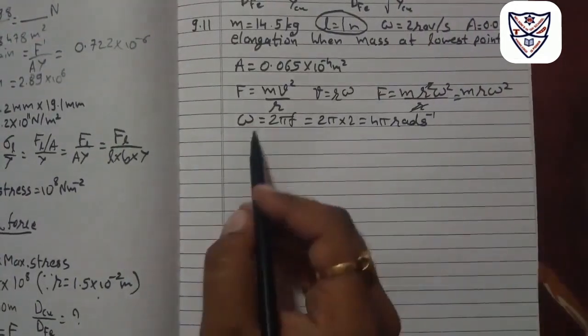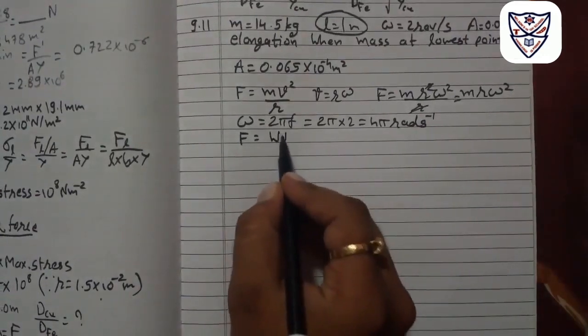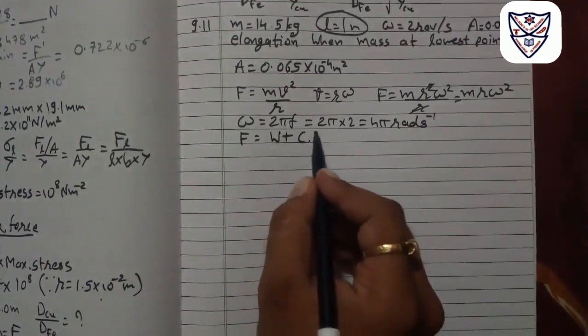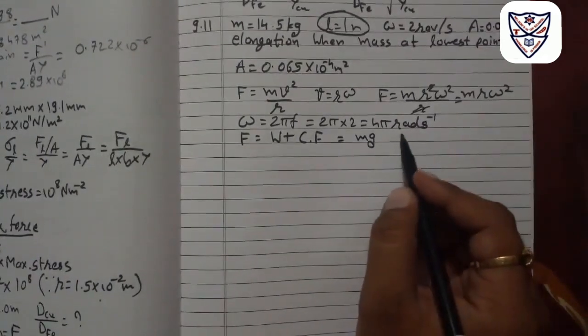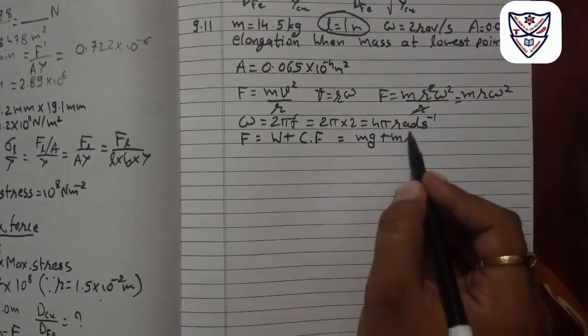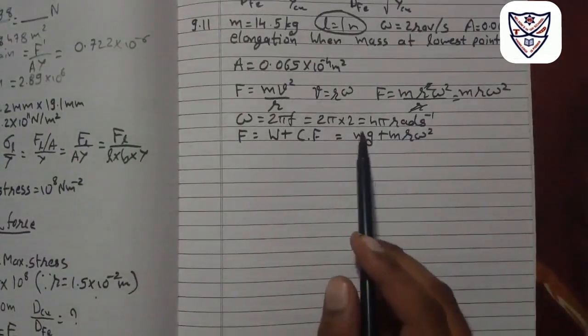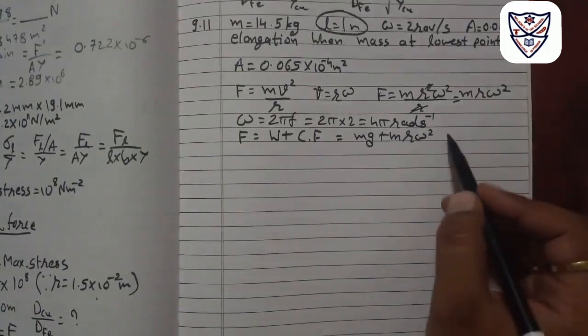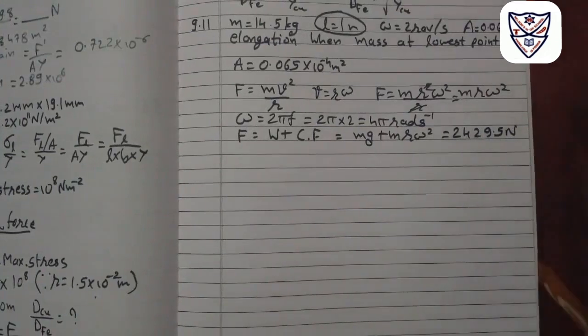Now we have to find total force. One force is because of circular motion, and another force is because of its own weight. So weight plus centripetal force. Weight's formula is mg, and centripetal force formula is m r omega square. So by putting all the values, now we know all values, right? At last we get 2429.5 Newton.